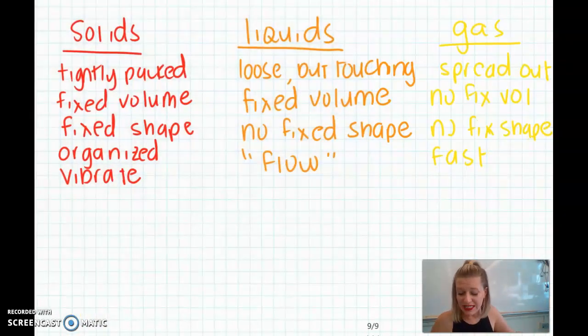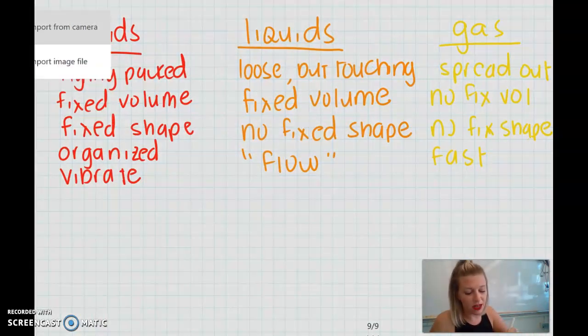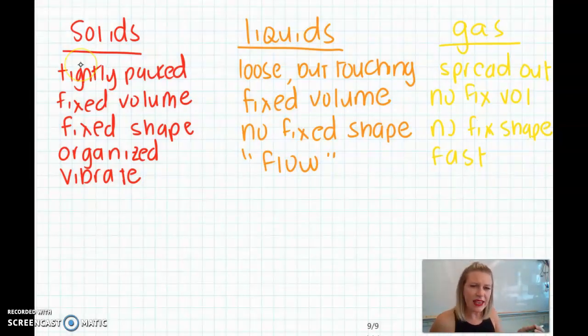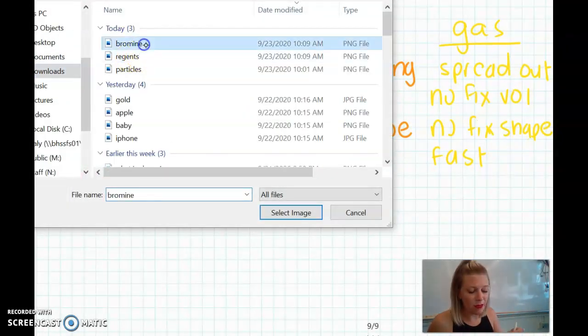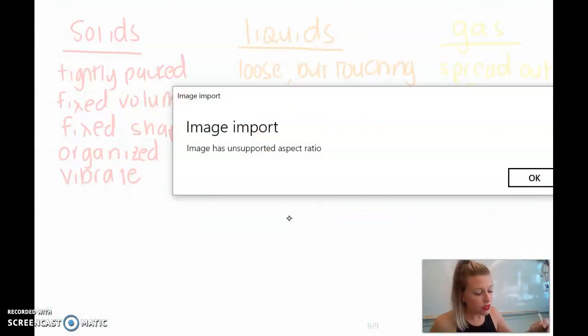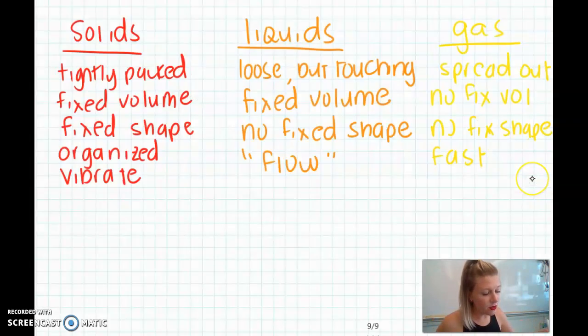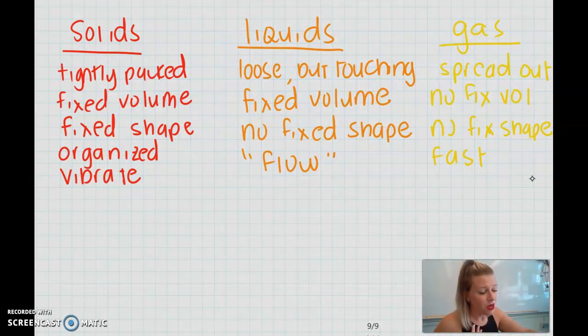Fantastic. Now, in terms of these different particle diagrams, I may or may not ask you at some point, hey, why don't you draw me a particle diagram of, let's say, bromine at room temperature? So the question then is, how do I know what temperature bromine boils at? How do I know what temperature bromine is going to melt at? That's information that we need in order to understand how to draw that particle diagram.